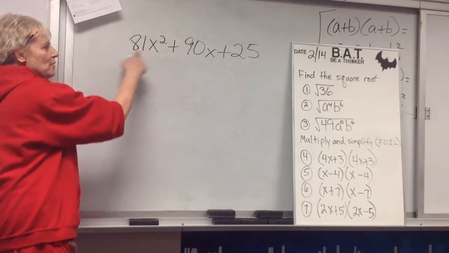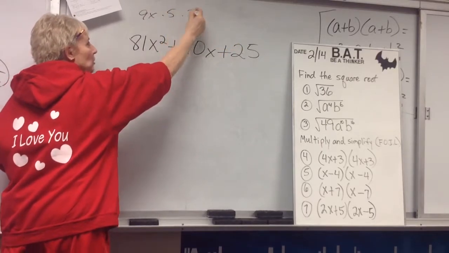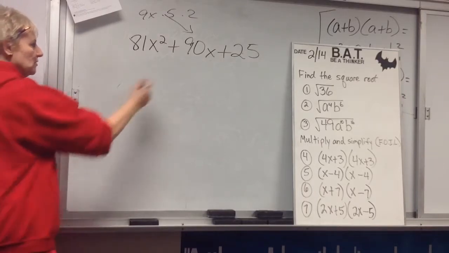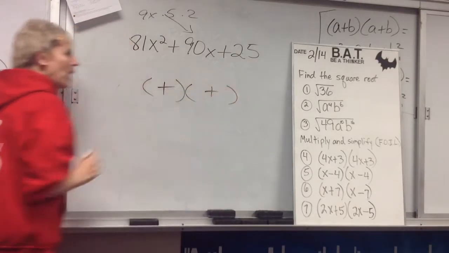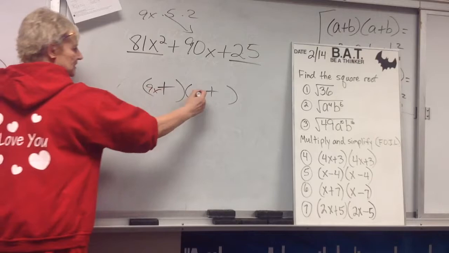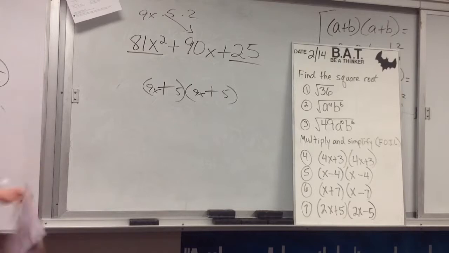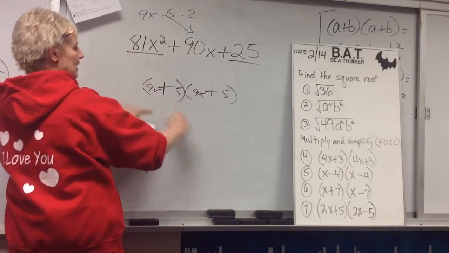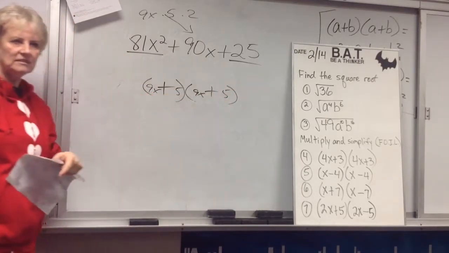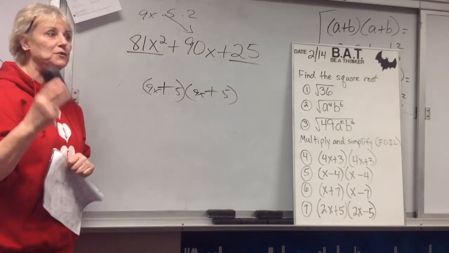But the square root of that times the square root of that doubled is that. So now I know I have a perfect square trinomial. I have the same thing twice, and all I have to do is take the square root of those. 9x, 5. And that's the answer. And you can check it. 81x squared, 45x, 45x, 25.